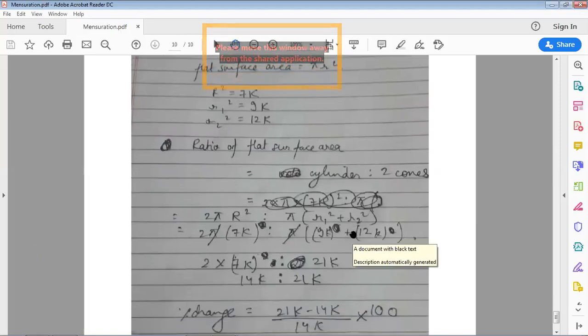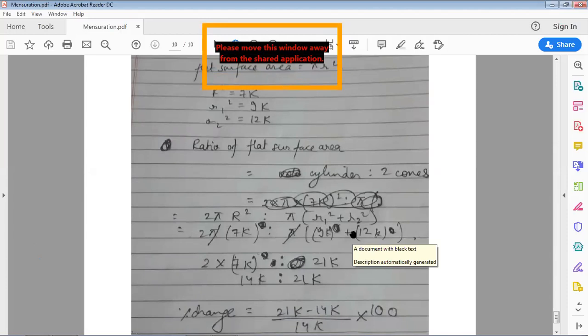So, the ratio of the flat surface area. What do we have to calculate? We have to calculate the percentage change of the earlier flat surface and the later flat surface. So we know that the earlier flat surface is the cylinder and the later flat surfaces are the flat surfaces of the two cones. That's why I have taken it as the ratio of cylinder to two cones.